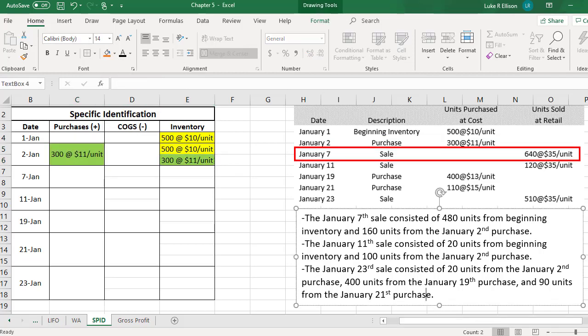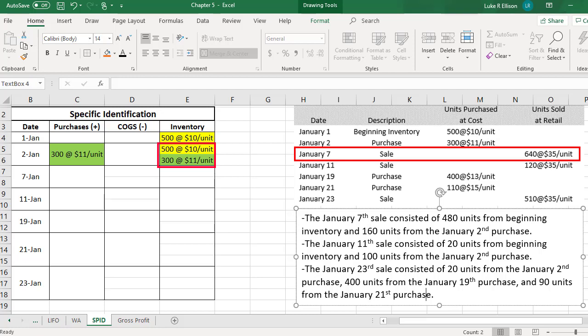Next, on January 7th, we have our first sale of 640 units. That means we get to use our cost of goods sold column. Since the column is titled cost of goods sold and not price, we can't use the $35 selling price here. Instead, we have to use the additional information in the problem to help us determine the cost of goods sold. Now, if you were using FIFO or LIFO, you would look at your inventory balance and apply the relevant procedure to find the cost of goods sold.